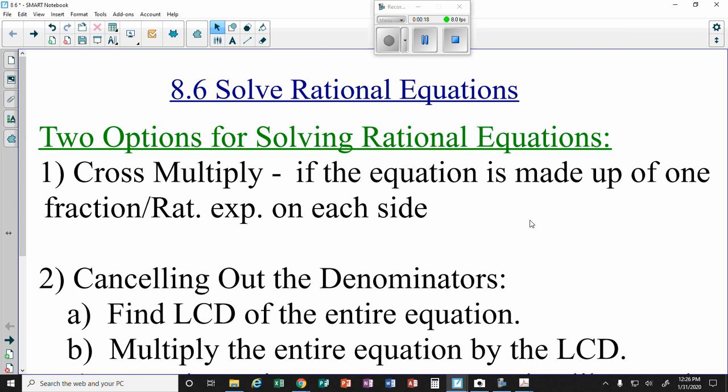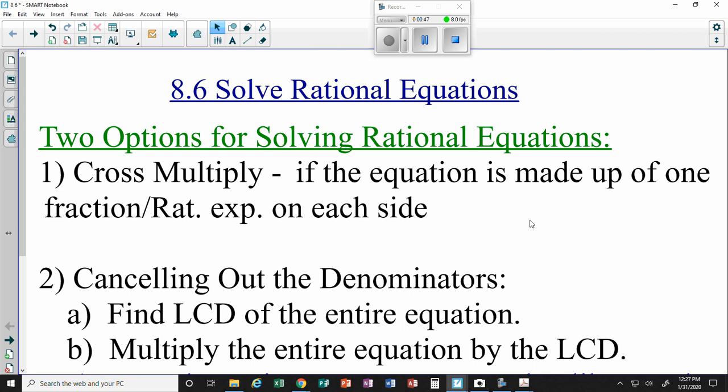So when we solve rational equations, there's two options. First one is to cross multiply. Now, that only works if you have a fraction equal to a fraction. If I have two fractions added equals another fraction, it won't work. If I have two fractions plus a constant equals another, it doesn't work. It has to be a fraction equals a fraction. That's it. That's the only time cross multiplying will work.